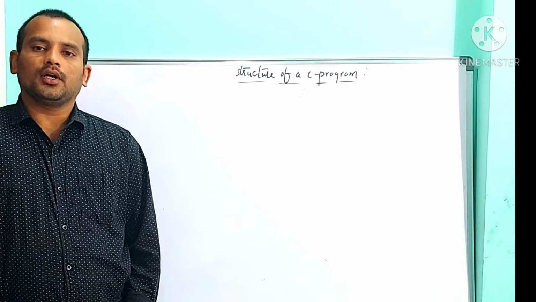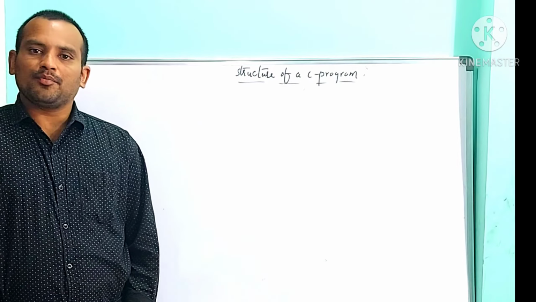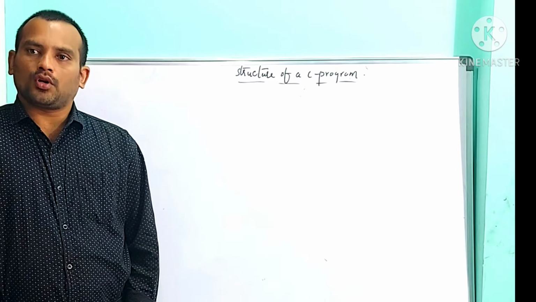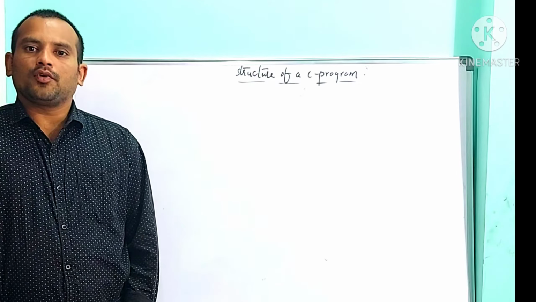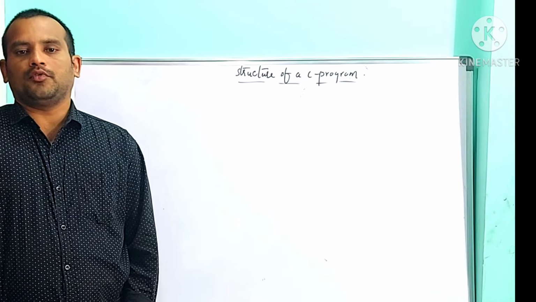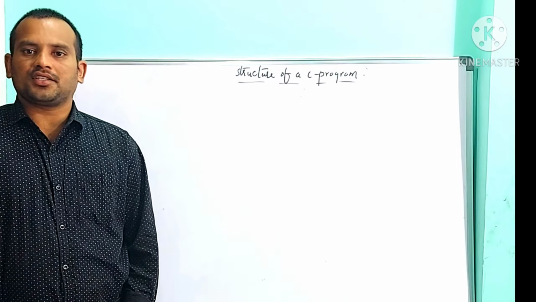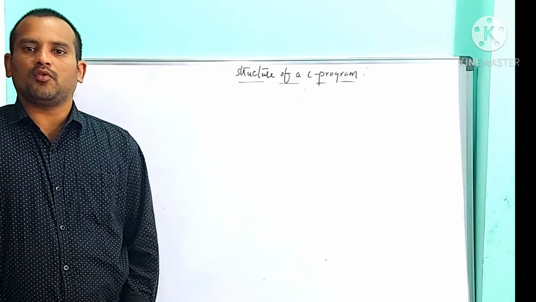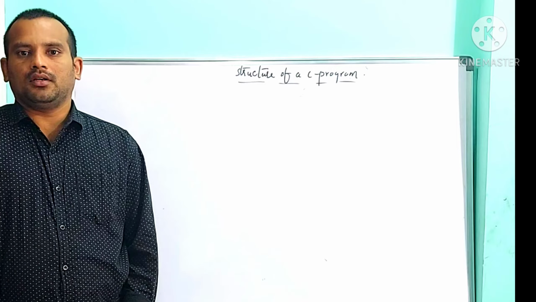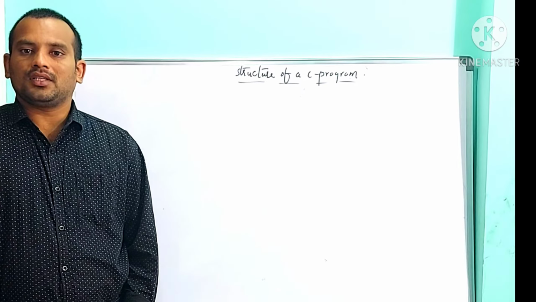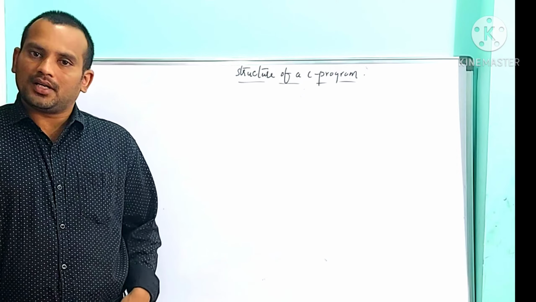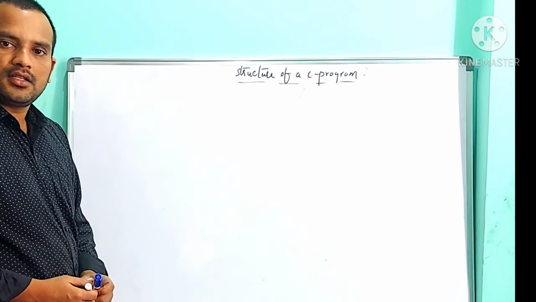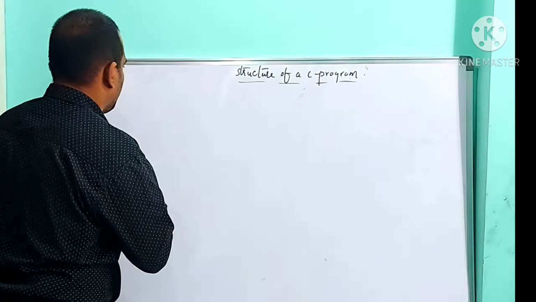Today we are going to discuss a very important topic of a C program. If you want to write a C program, you need to follow the structure of a C program. Without following the structure, we cannot write a C program. So if you want to write any program by using the C programming language, that program must follow the following structure. Okay, shall we start? Yes, the structure of a C program contains the following sections.